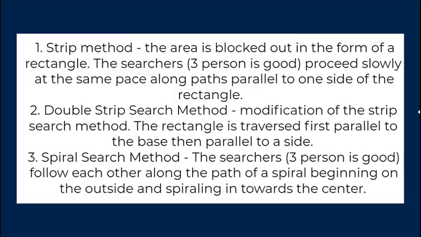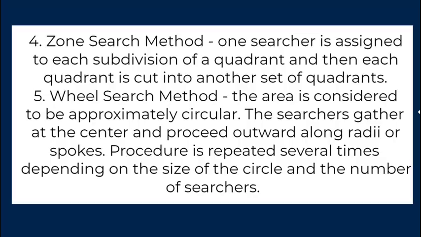3. Spiral search method. The searchers, 3 persons is good, follow each other along the path of a spiral beginning on the outside and spiraling in towards the center. 4. Zone search method. One searcher is assigned to each subdivision of a quadrant, and then each quadrant is cut into another set of quadrants. 5. Wheel search method. The area is considered to be approximately circular. The searchers gather at the center and proceed outward along radii or spokes. Procedure is repeated several times depending on the size of the circle and the number of searchers.